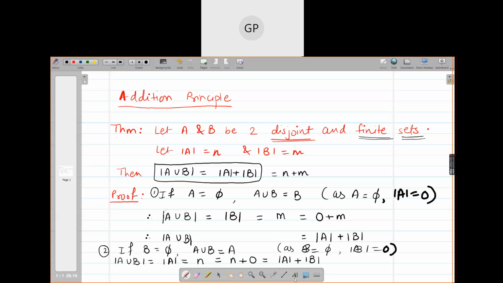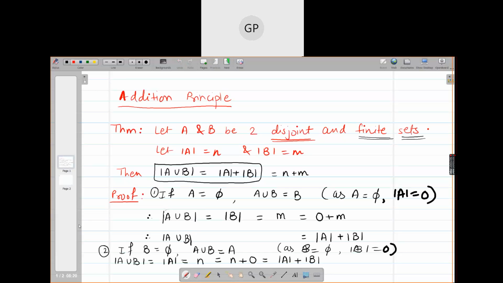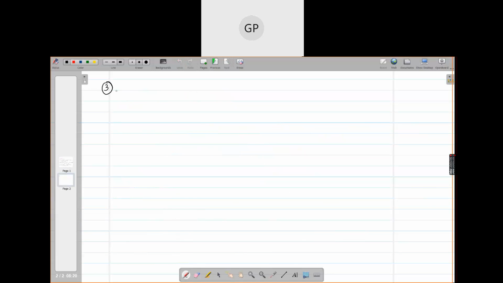Now we will consider the third case, where the sets are non-empty. Finished writing this? Yes, ma'am. Let A not equal to phi and B also not equal to phi.